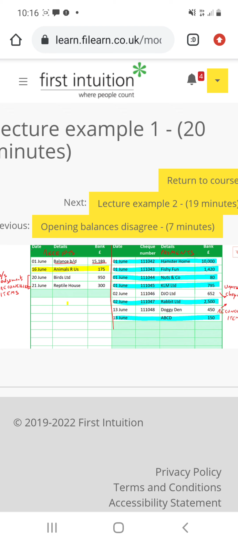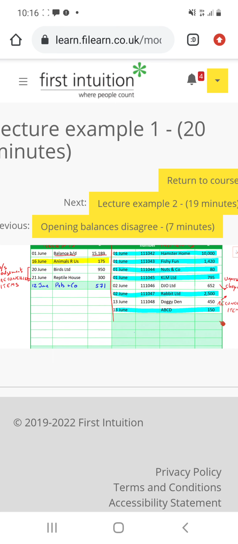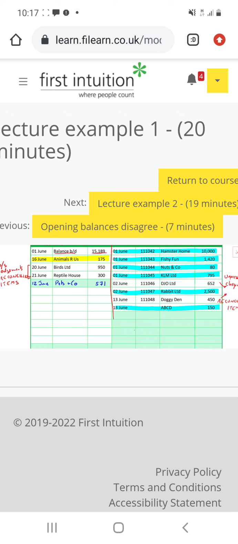On the receipts side of things, what do we need to update the cash book for? Well, on the 12th of June, there was an amount that came in from Pets & Co, a receipt of £571. Off the bank statement that we just highlighted, that receipt of £571 from Pets & Co now needs to form part of this cash book, because we genuinely received that money.